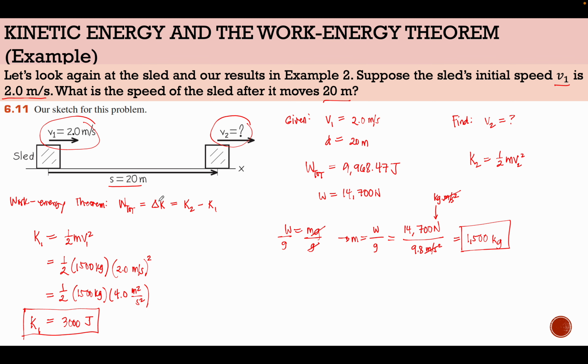So we now have the total work done. We are basing here on our work energy theorem equation. So we have the total work done, and we have now our initial kinetic energy. So now we can solve for the final kinetic energy. Again, total work done is equal to K sub 2 minus K sub 1. To solve for K sub 2, we need to transpose negative K sub 1 to the left side of the equation. So K sub 2 is equal to the total work done plus K sub 1.